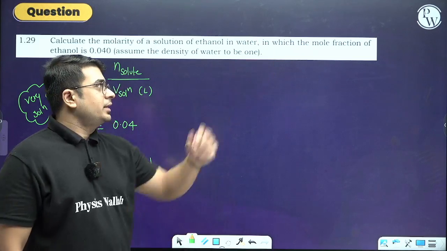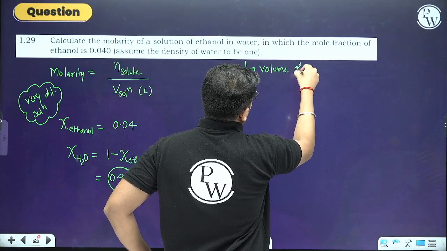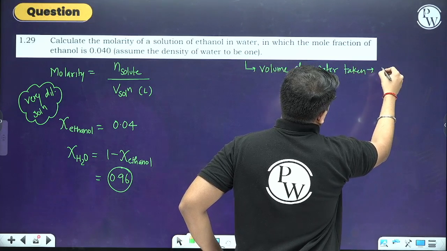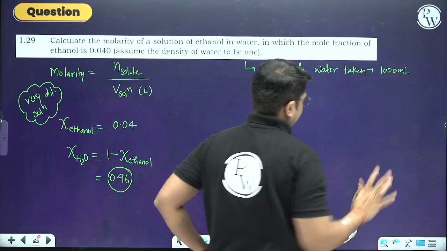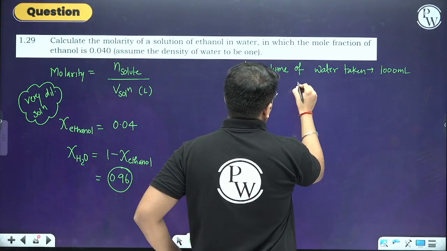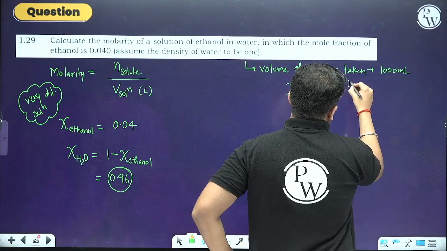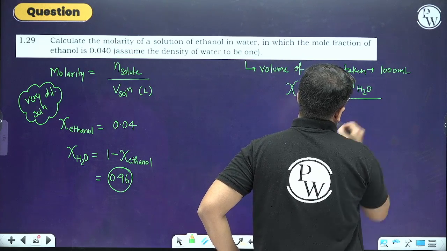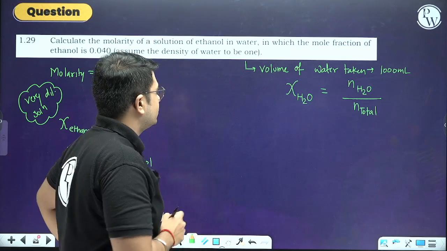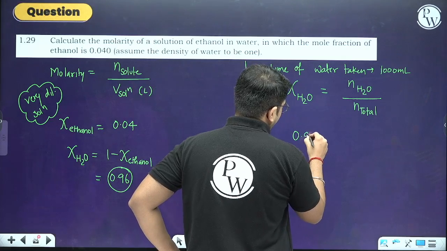Okay. Now the next thing: let's say the volume of water taken is 1000 ml. I'm taking 1000 ml of water in this situation. So I can say that chi of H2O will be equal to the number of moles of H2O divided by n total. This value is already given to us, which is 0.96.